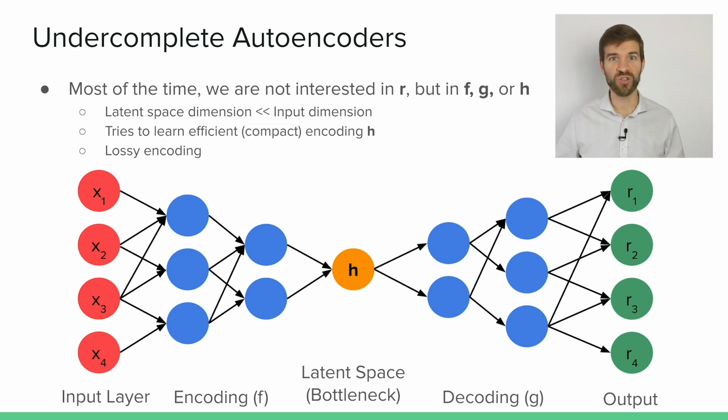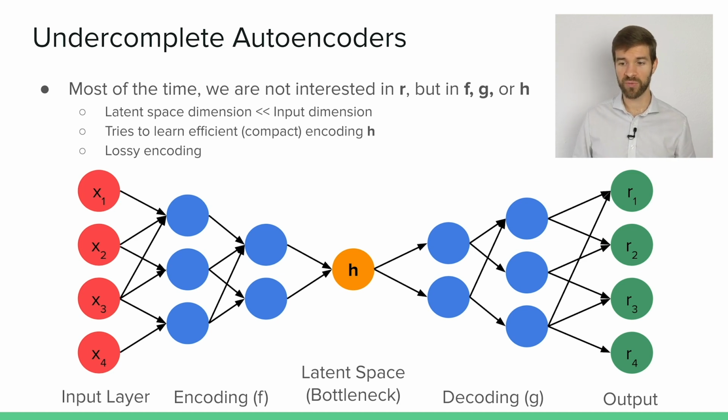So what we usually have when we talk about autoencoders are so-called under-complete autoencoders. Most of the time, we're not interested in the reconstruction R, because we already have X. Therefore, we have to be interested in something else. What is the thing that we're interested in? Could be a couple of things. It could be the latent space representation, this thing in the middle, the encoding, but it could also be the function f or the function g.